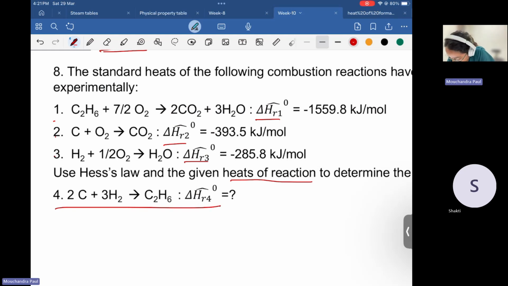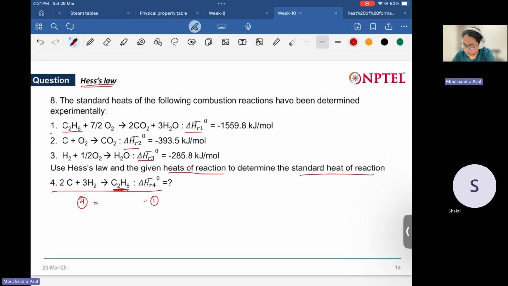So the product is C2H6, this is 1, right? So reaction 4 we can get by subtracting first 1. Why are we subtracting? Because you will see in the later step, when I write it down individually. Rather, I should write it down individually here only.